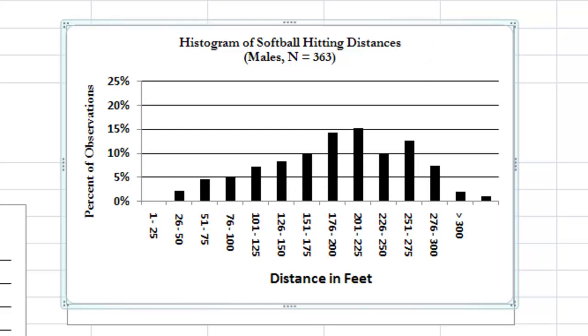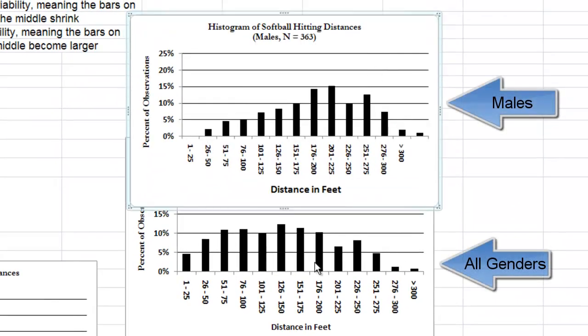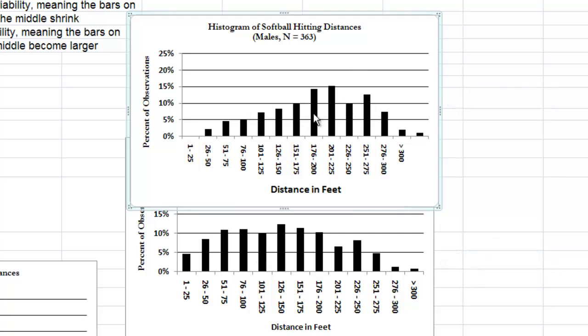And let's compare this with all genders. This chart below is the histogram for all hitters. This chart above is the histogram for only male hitters. And what we see is that compared to the population as a whole, males tend to hit further. The bars on the right at the higher hitting distances grow taller. The bars at the left, where people only hit, say, 50 feet, grow smaller.